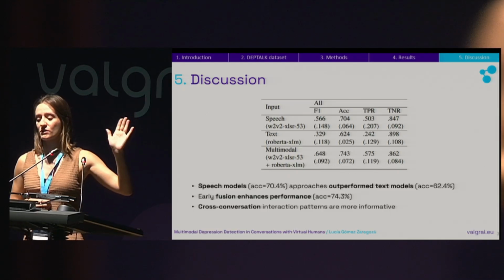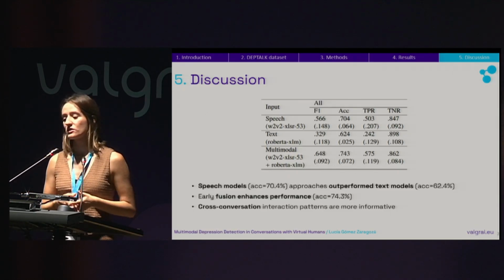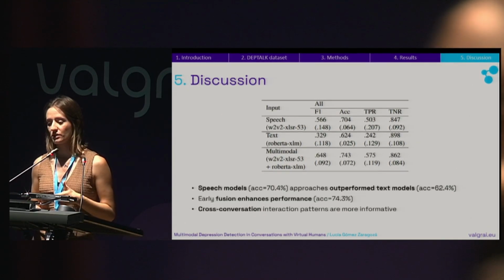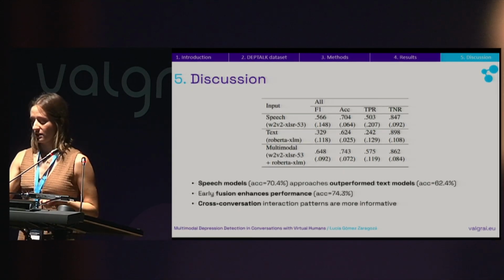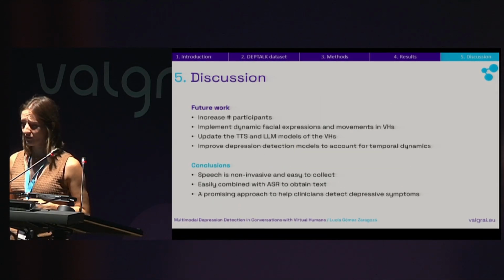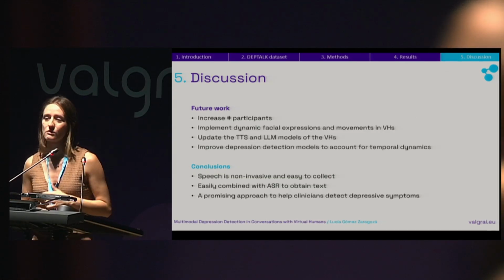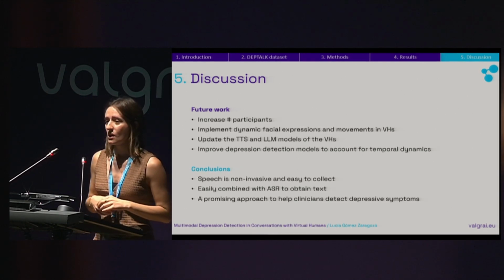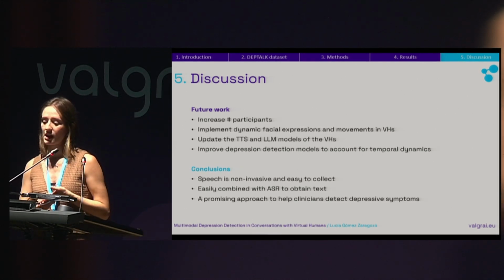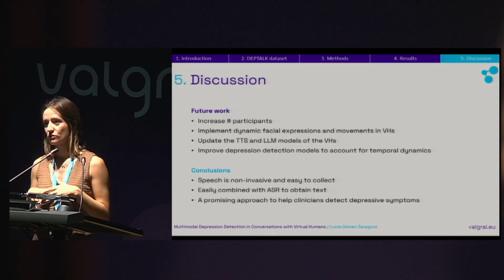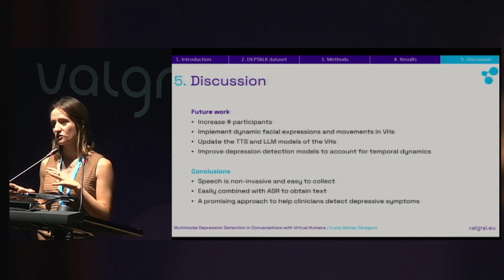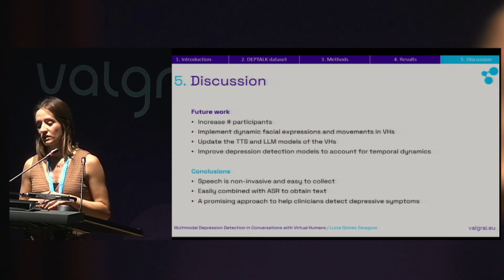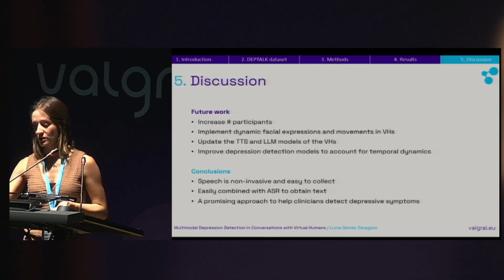And I'm presenting here the results only for the model trained on all conversations, because they got better results, and that also means that these cross-conversation interaction patterns are more informative for the task of detecting depression. And in future work, we want to increase the number of participants. We want to implement dynamic facial expressions for the virtual humans. We want also to update the text-to-speech system and the LLM, and we can do that because we use a modular architecture, so we can update each component independently. And of course, we want to improve the depression detection models with some more complex architectures.